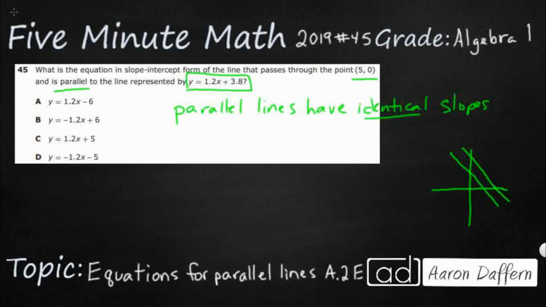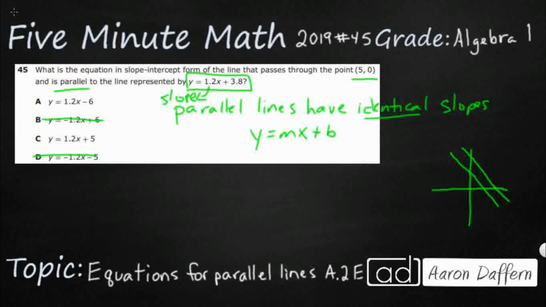So this equation that they've given us, y equals 1.2x plus 3.8, they've already given us a slope because it's in slope-intercept form. The slope, remember, is the m in y equals mx plus b. In this case, it's the 1.2. So we can already eliminate two answers. B and D are incorrect because they have a negative 1.2x. It has to be identical, not the inverse, not the reciprocal.